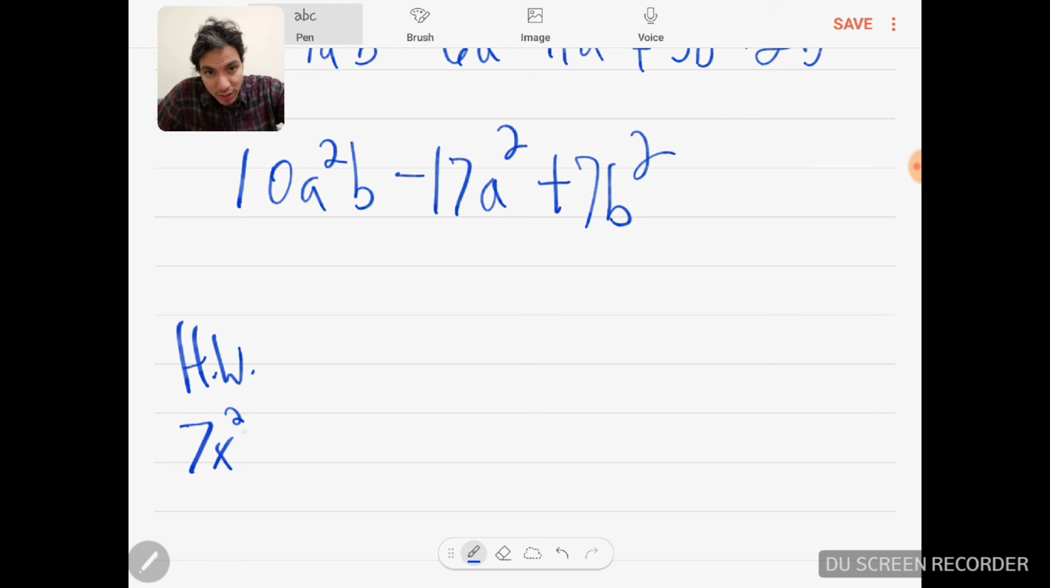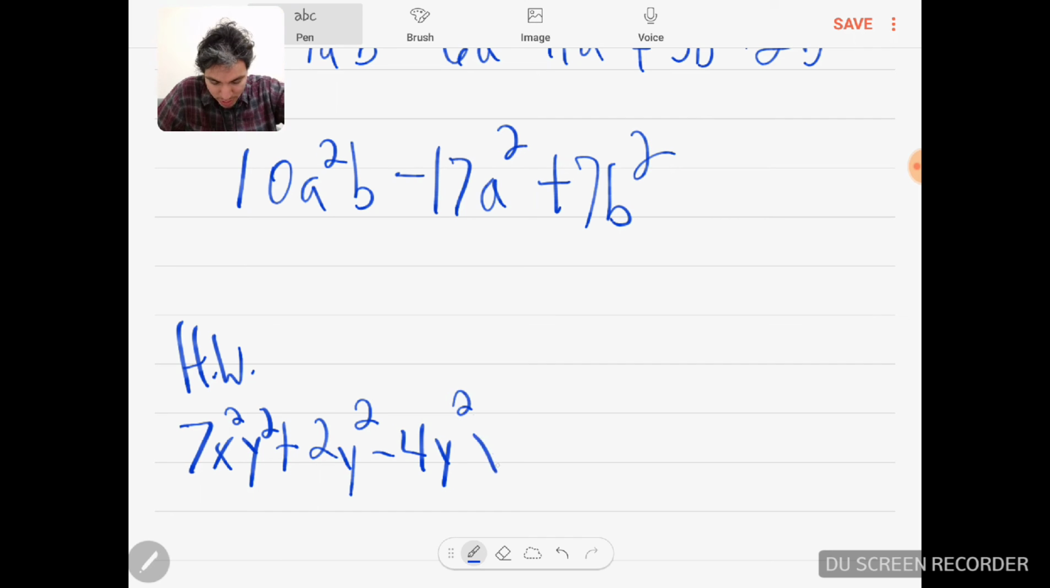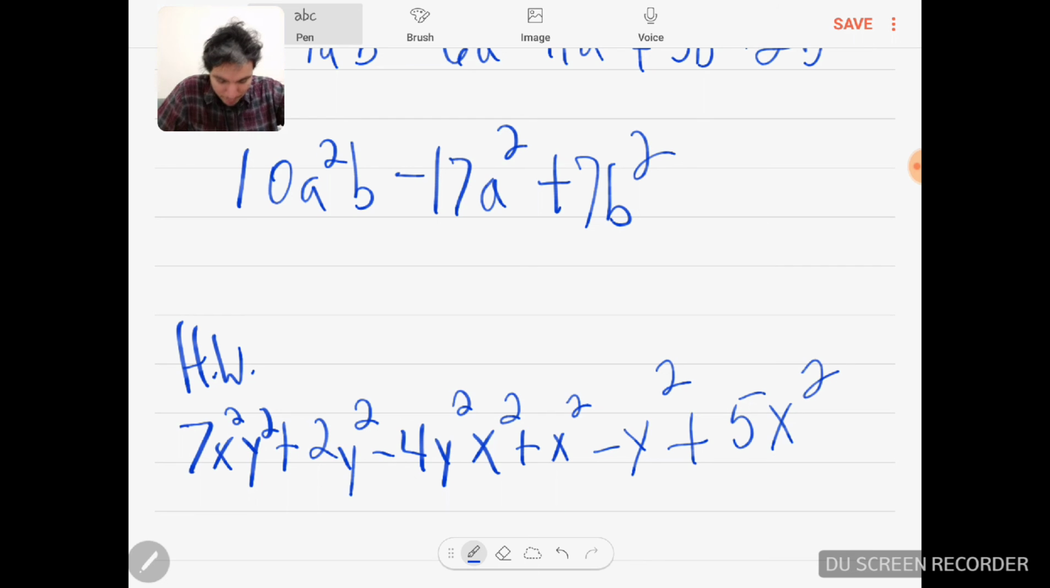7x squared y squared plus 2y squared minus 4y squared x squared plus x squared minus y squared plus 5x squared. Okay? So be sure to leave your answers down in the comment section below.